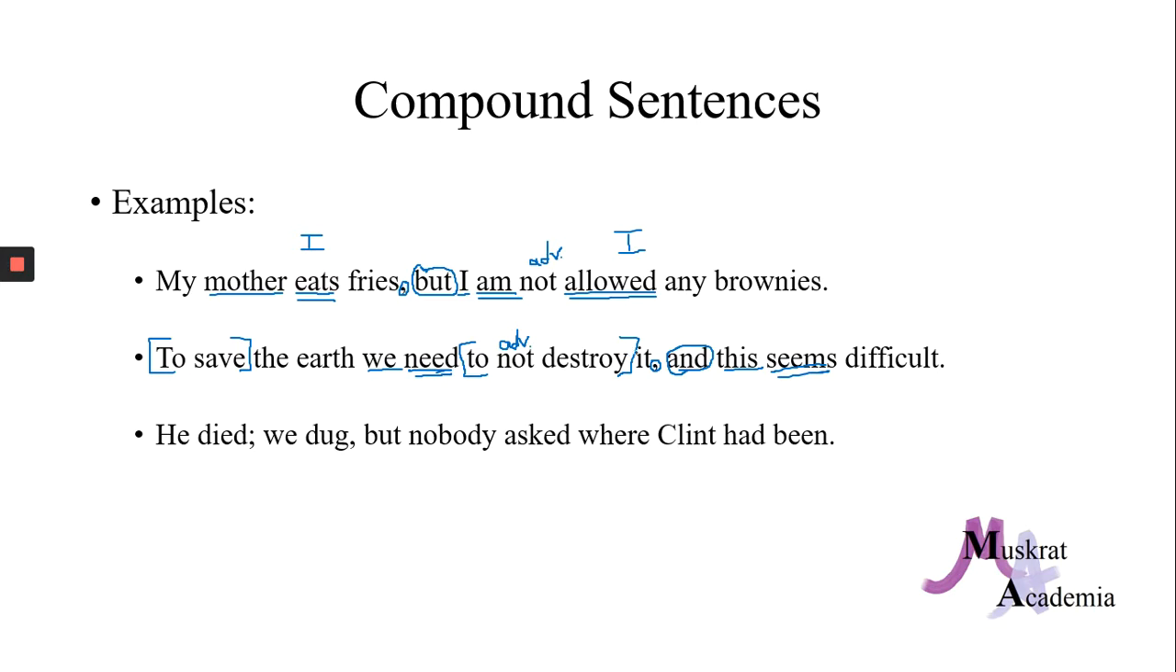So to save the earth, we need to not destroy it. That is an independent clause. They're not phrases, they're clauses. Independent clause. And this seems difficult. This seems difficult is another independent clause. Independent plus independent, we have a compound sentence.